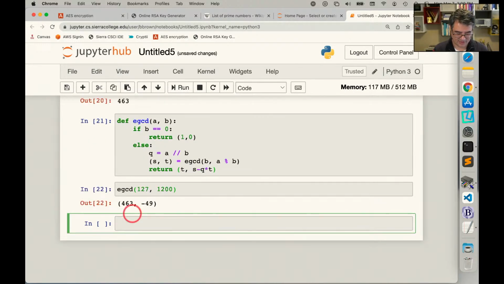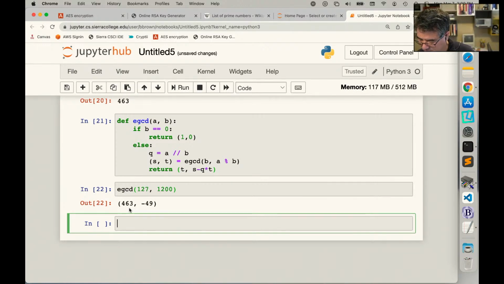And we can look at that. 463. It's exactly what we wanted. So the first number that gets returned, it returns a pair of numbers. The first number, the x value, is the number that we want. Now, occasionally you do this and you get a negative number, but that's okay. You just do an additional mod 1200, and then it flips it over to the congruent positive number.